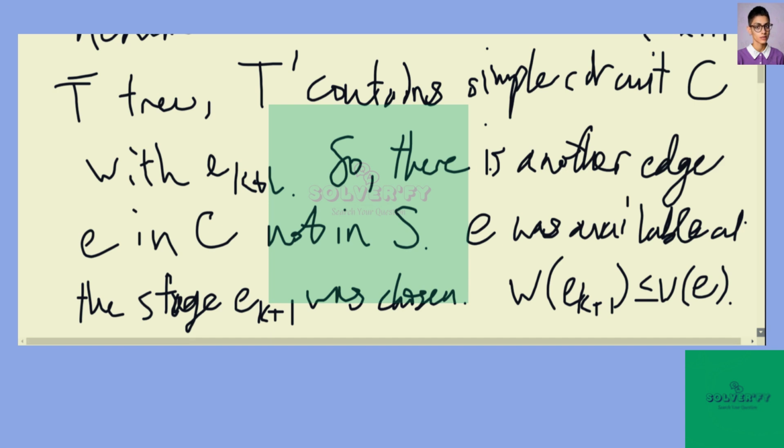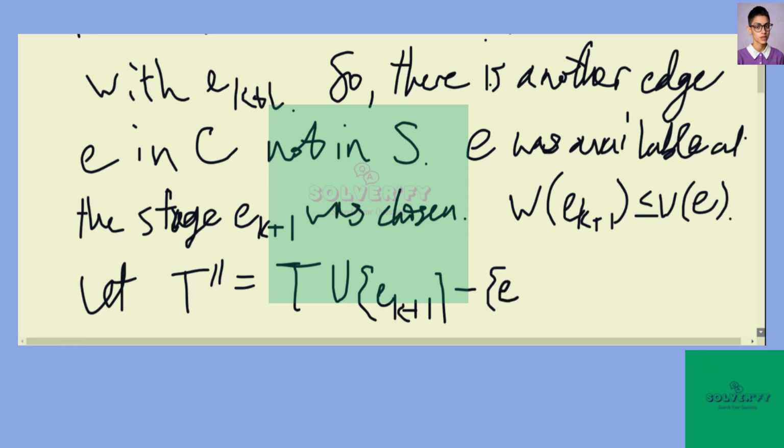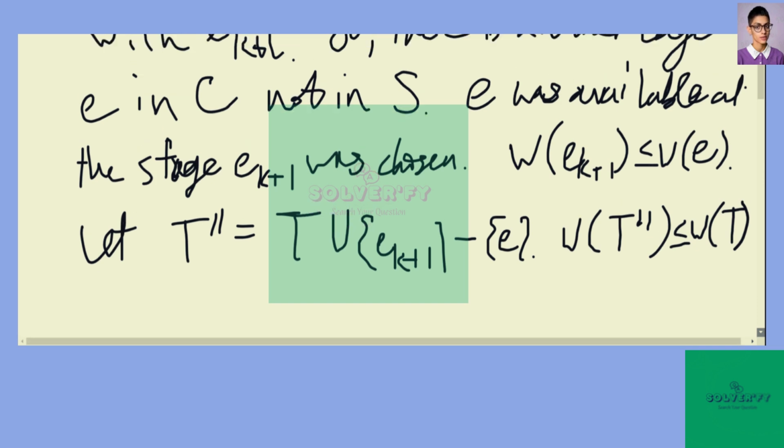or a graph, T double prime, to be our graph T prime, which is T with the edge EK plus 1 added, and now subtract from this graph the edge E. Well, it follows that the weight of T double prime is going to be less than or equal to the weight of T. Because the weight of EK plus 1 is less than or equal to the weight of E.